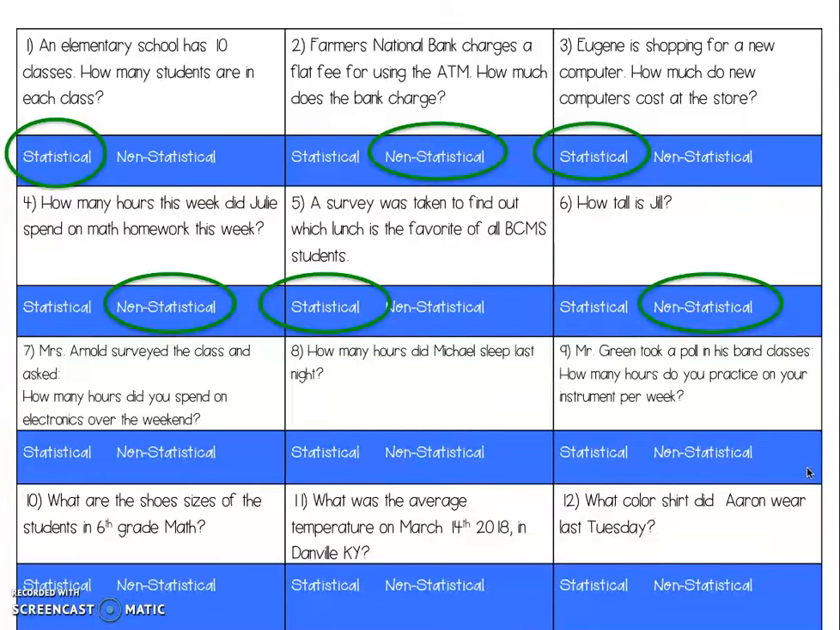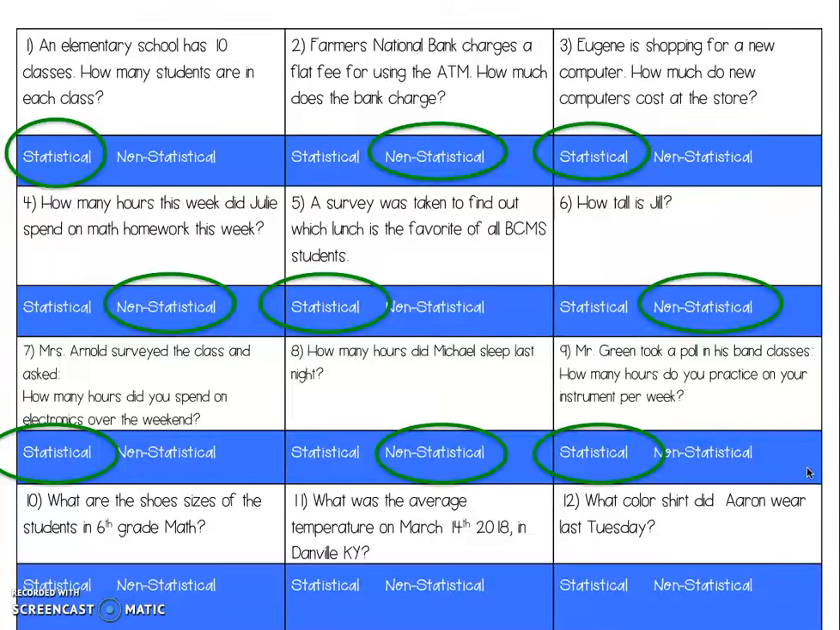Number 7, Miss Arnold surveyed the class and asked how many hours do you spend on electronics over the weekend? That one is statistical because we're going to gather a whole bunch of different answers. Some people might spend a lot, some people might spend a little. Regardless, we're going to have lots of different answers. Number 8, how many hours did Michael sleep last night? That one is non-statistical because I can answer that with one answer. Michael slept 12 hours. Number 9, Mr. Green took a poll in his band class. How many hours do you practice on your instrument? That question is statistical because every student is going to respond with a different answer.